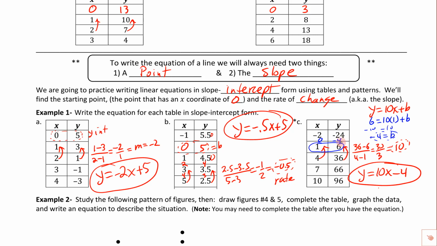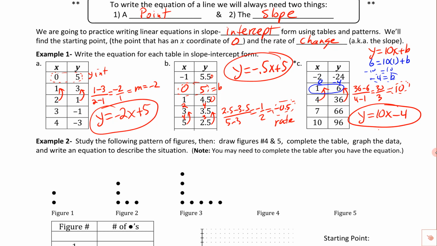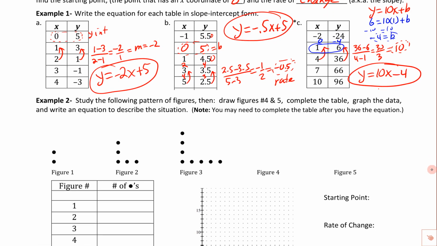Okay? And if you think about this, with the rate of change being 10, if we count up by 10, if we add 10 to this side right here, -4 plus 10 would be 6. All right, so we're in good shape there. Now that takes care of being able to find equations from tables.